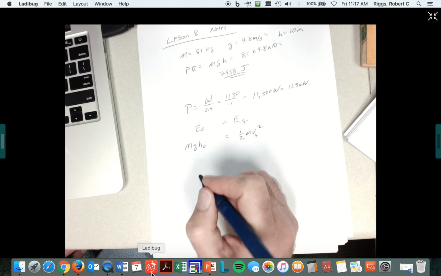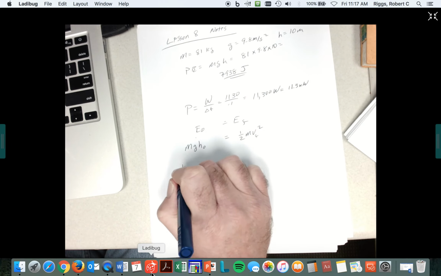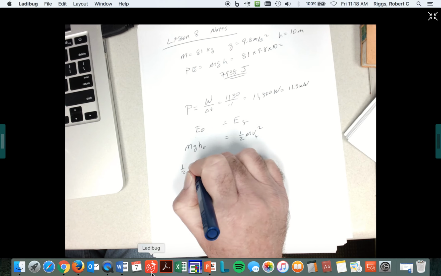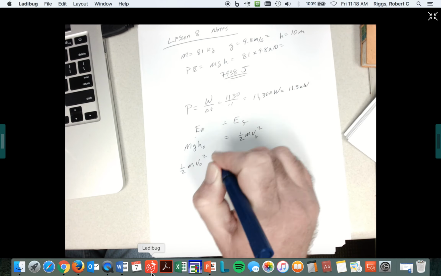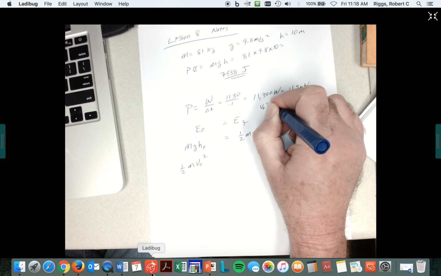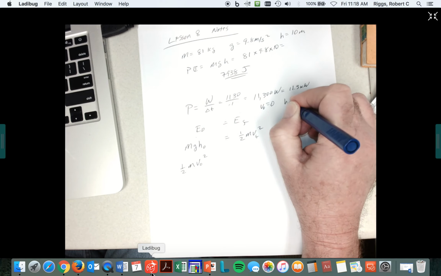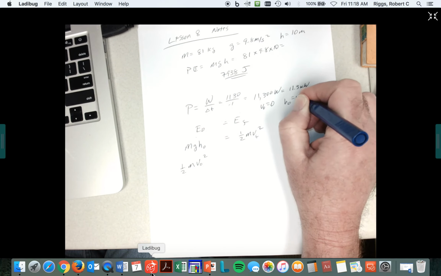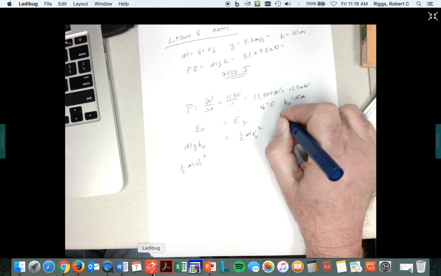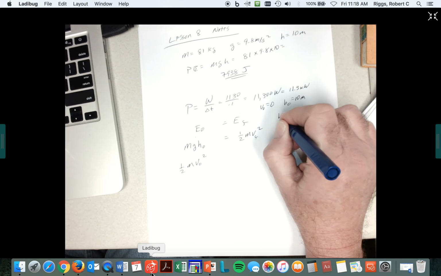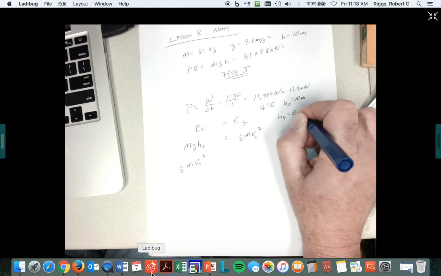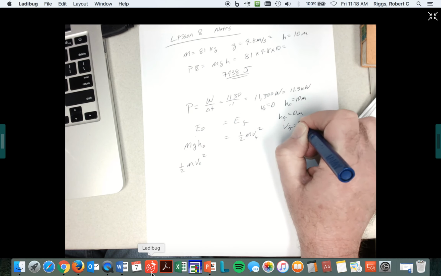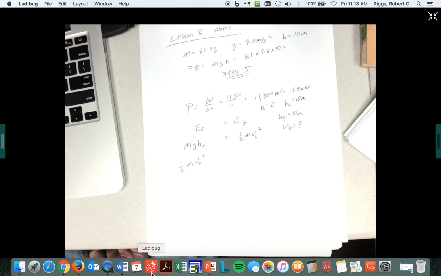All right, this is the fancy way to do it. If we look at the entire thing, let me write some cheaters here, where h initial is equal to 10 meters, h final is equal to 0 meters, and v final we don't know. That's what we're trying to figure out. We're trying to find out how fast he was going.